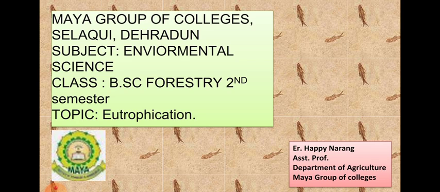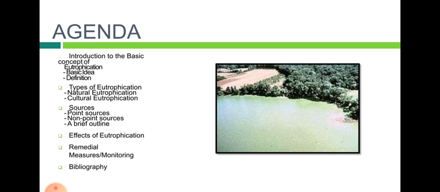Today's topic is eutrophication. So let's start. Here is the agenda. It is the following: introduction to the basic concept of eutrophication, basic idea, definition, types of eutrophication, natural eutrophication, cultural eutrophication, sources, that are point sources, non-point sources, a brief outline, effects of eutrophication, remedial measures or monitoring.